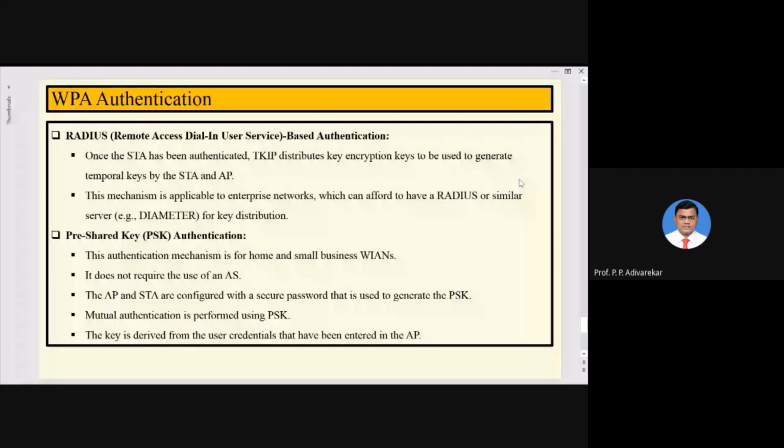And the second type is pre-shared key authentication. So it is for whom? Small businesses, or where it does not require any kind of server. The access point and station are configured with a secure password, which is used to generate the key. Okay. So again, temporal keys will be refreshed and regenerated. Now the responsibility lies with the access point.